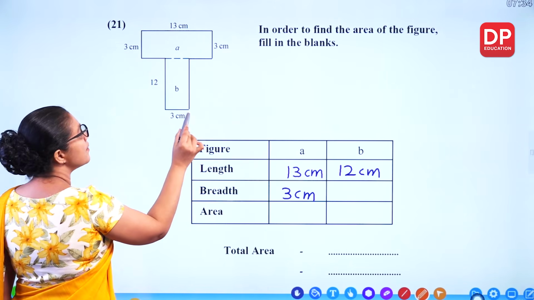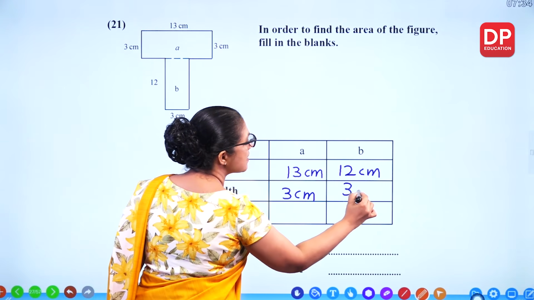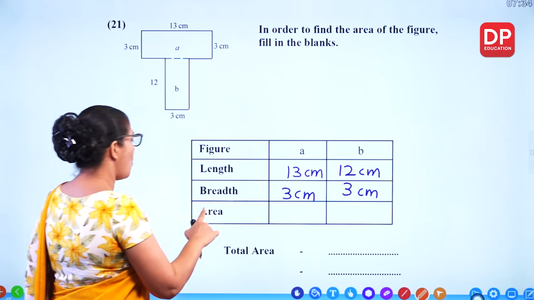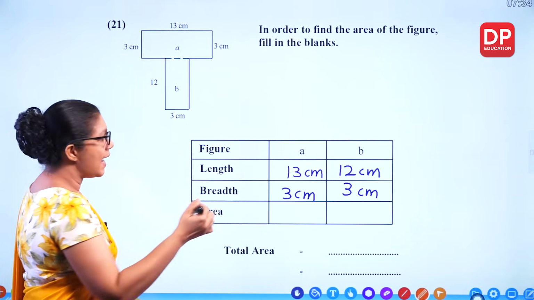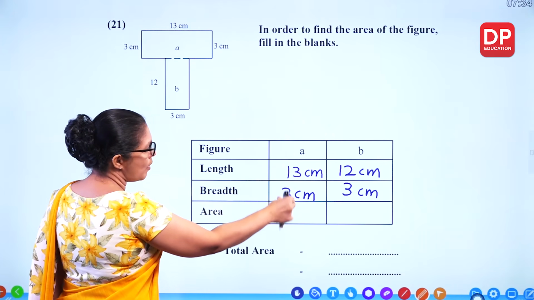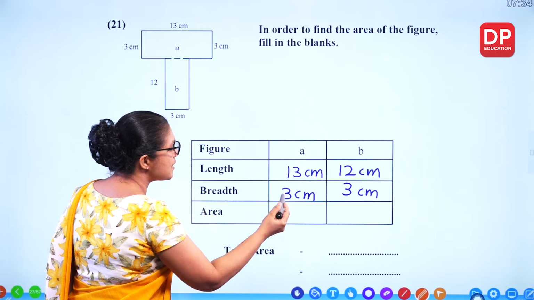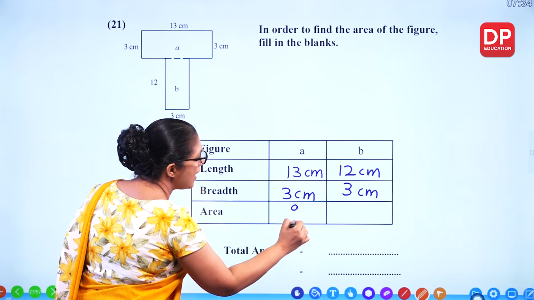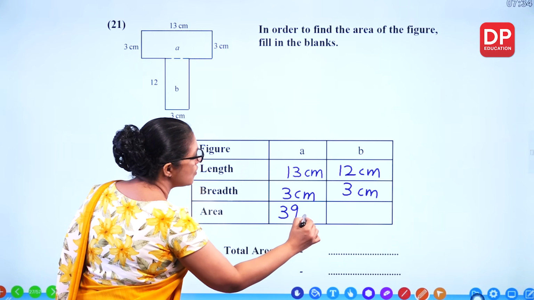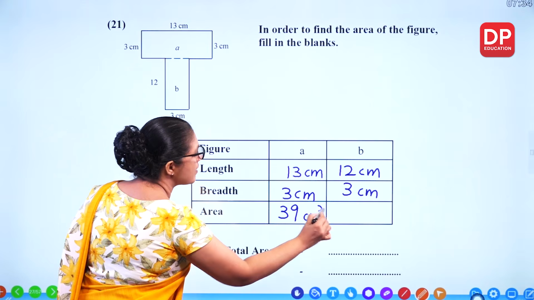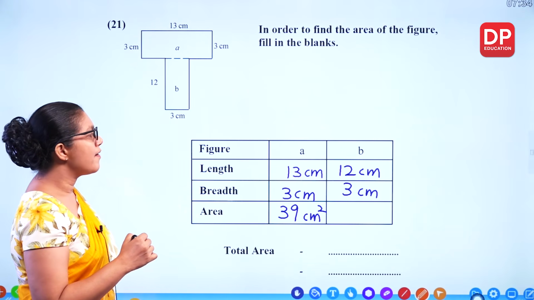What's the breadth there? 3 centimeters. Now, what's the area of A? So we can do this way. What's the area of A? Length into breadth. 13 times 3. 3 times 3, 9. 3 times 1, 3. So 39 square centimeters is the area of A.